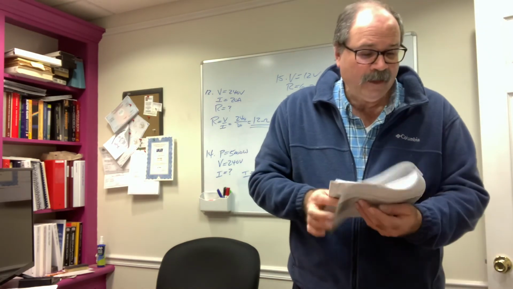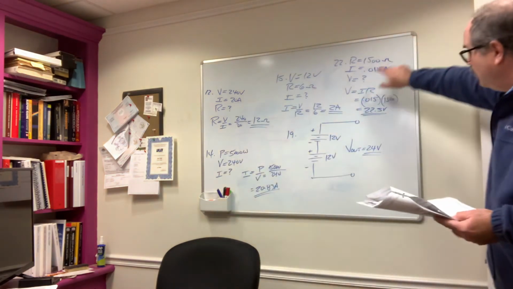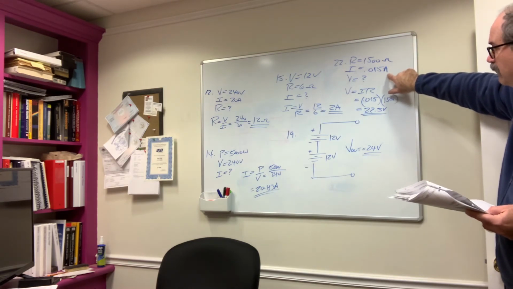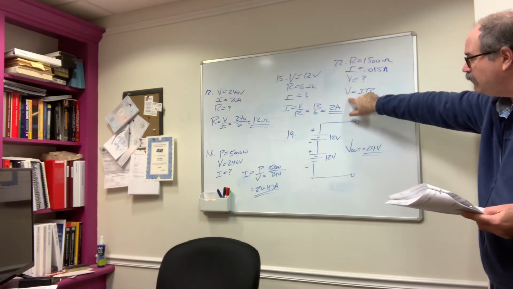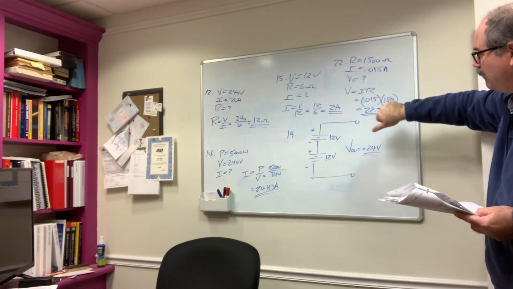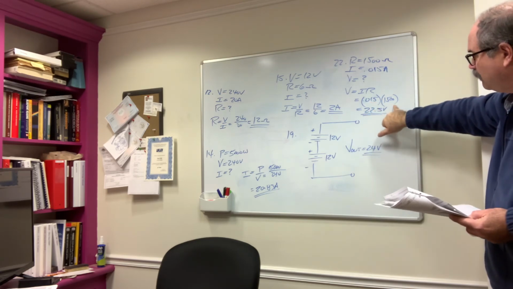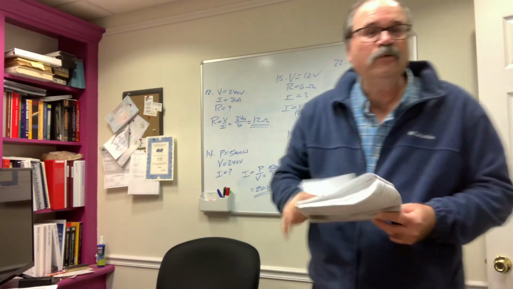Question 22. A 1500 ohm resistor has a current of 0.015 amps flowing through it. What is the voltage drop across this resistor? Resistance is 1500 ohms. Current is 0.015 amps. We're asked to solve for voltage. Ohm's law again, voltage is equal to current multiplied by resistance. So we plug the numbers in. 0.015 multiplied by 1500 gives us a voltage drop of 22.5 volts.